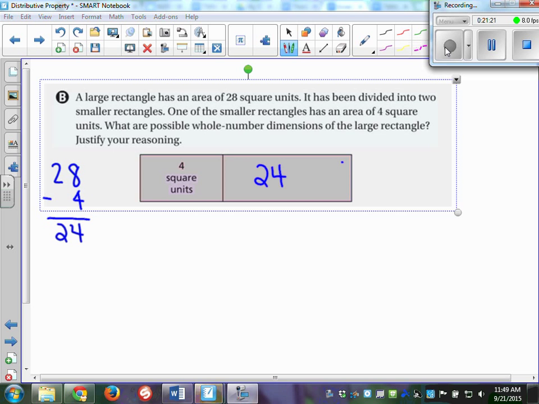Okay, so now what we need to do is figure out what could the possible dimensions be of this. And you're going to need to go back to what you did when you were thinking about common factors. So talk to the person next to you. What could be some factors that we could have? What could some possible dimensions be for this? Go for it.